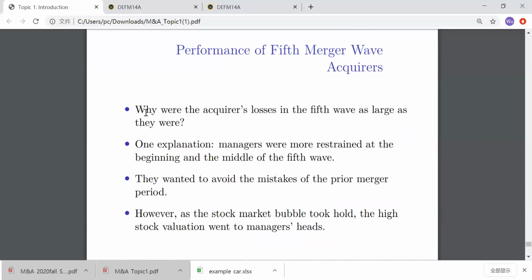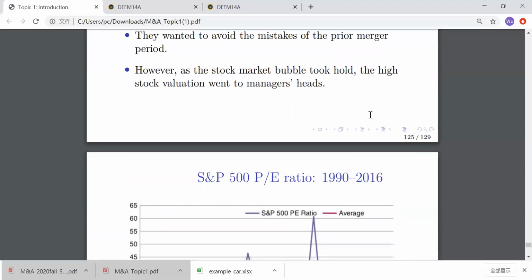So the question is, why were the losses in the fifth wave as large as they were? It seems that after the first three mergers, acquirers should become more rational, but it's not so. The reason is that managers were initially restrained, but because of the high stock valuation that reoccurred in the late 1990s, they become crazy again. They become irrational again.